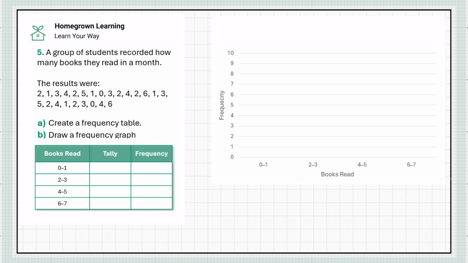And overall, we're just going to do the same thing we did a few videos ago. What we're going to do is tally everything up, and then once we've got our tallies, we'll determine our frequency, and once we've determined our frequency, we can graph it. So a group of students recorded how many books they read in a month. The results were 2, 1, 3, and so on.